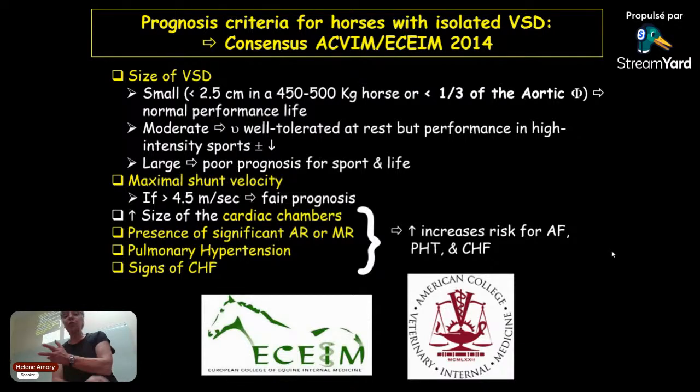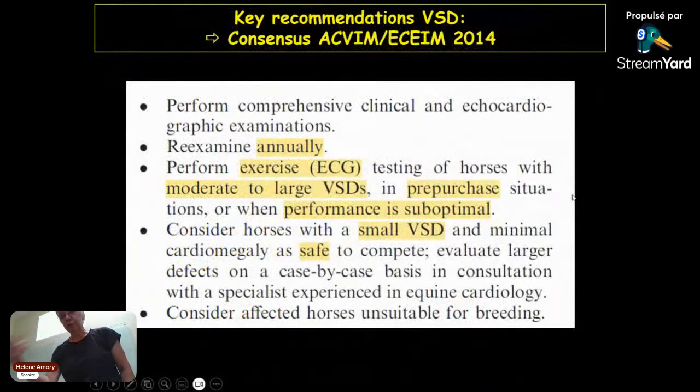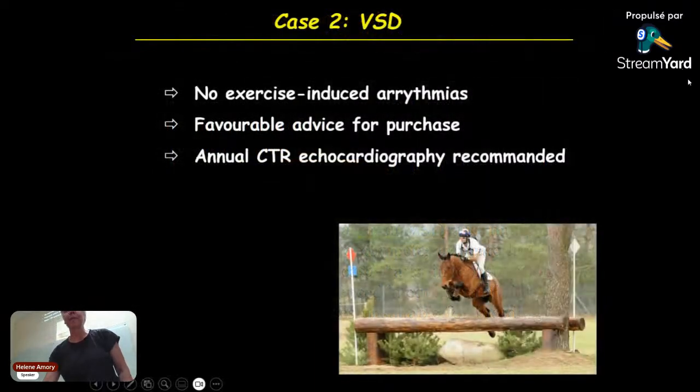I have no significant aortic regurgitation or mitral regurgitation. It was not significant, what we saw. I have no pulmonary hypertension, no signs of cardiac heart failure. For this group, the prognosis is good, but they suggest to do an ECG during exercise, just to be sure. Then we did an ECG during the exercise on this mare and gave a favorable advice. I agree with the people who selected this suggestion.